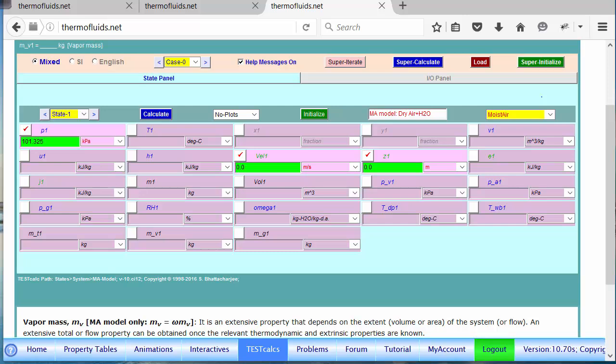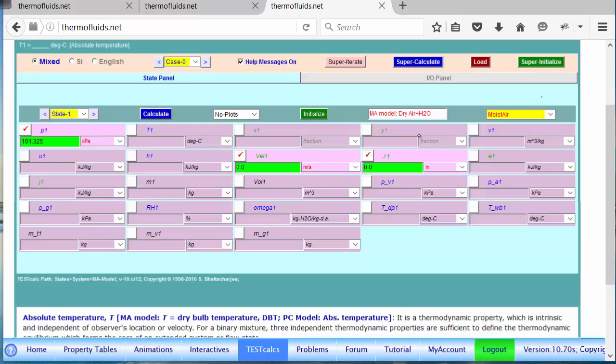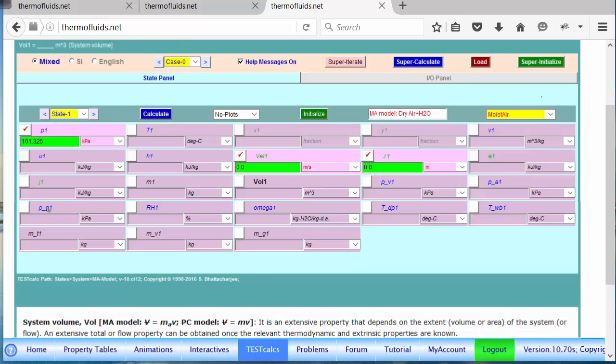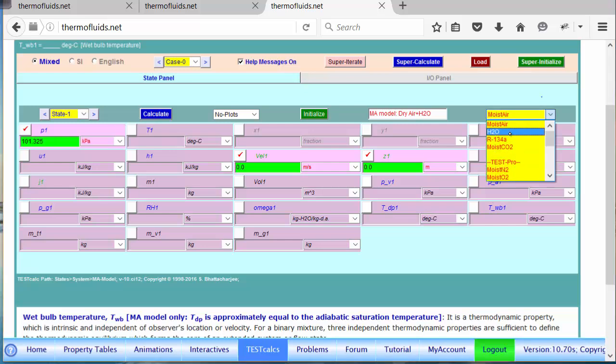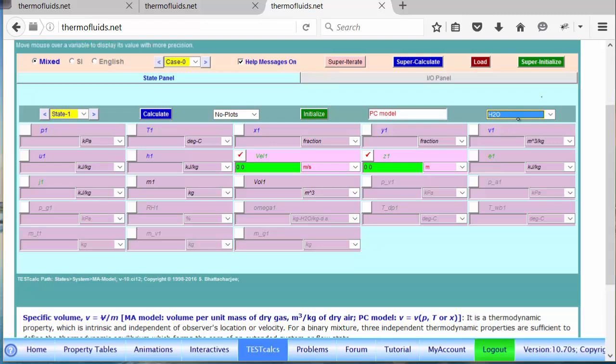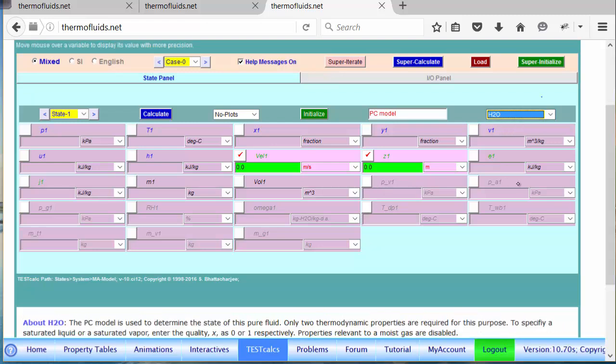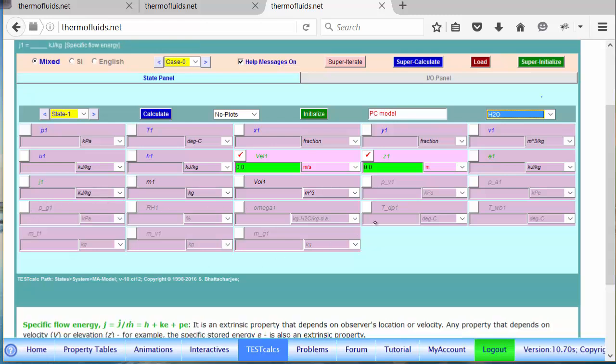This is a little complicated TestCalc because in addition to the regular thermodynamic properties, it has additional properties like vapor pressure, dry air pressure, maximum vapor pressure called PG, relative humidity, omega, etc. And there are properties that we haven't even covered yet. Also, the same TestCalc can be used for moist air as well as pure water or fluids such as R134A, etc. So if we choose H2O, notice that all these additional properties of moist air are disabled.